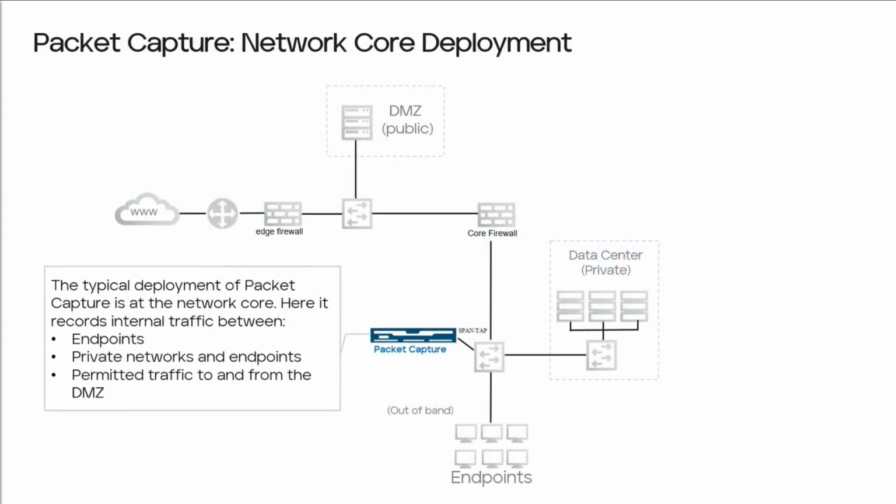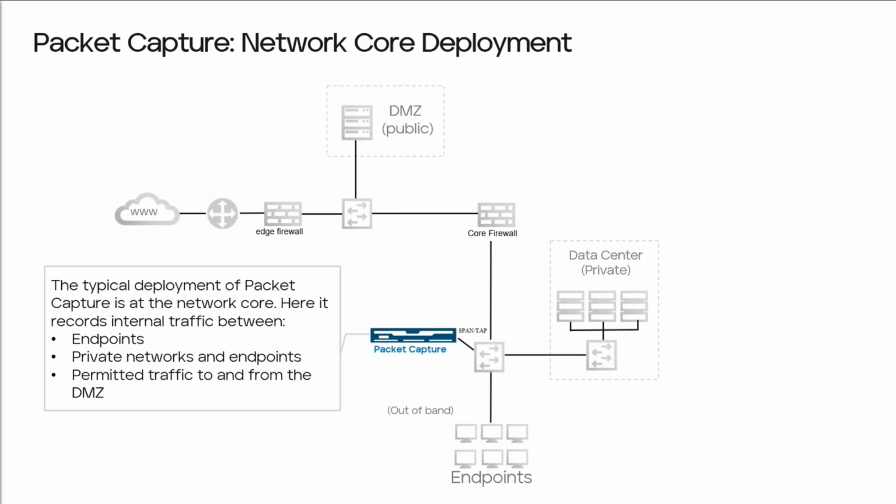In this deployment, network diagram, packet capture is placed. So we're going to first look at packet capture, and then we will look at deployments of the investigation analysis system. In this deployment, it's placed at the network core, behind the network core firewall. And it records all incoming and outgoing traffic on the network among endpoints. Traffic is also recorded between the endpoints and your private network, for instance, your file servers, web servers, and so forth, your file servers and internal servers.